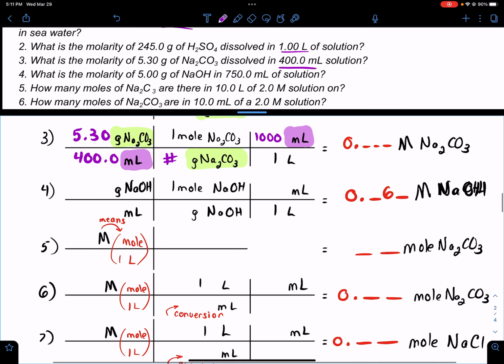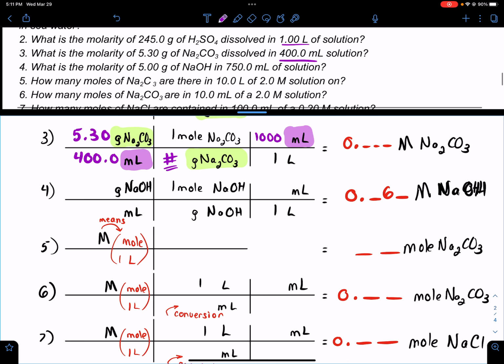Now, if you struggle with the calculators, what you want to do is take 5.3 times 1,000, hit enter. Press divided by 400, press enter, and then go divided by, and then whatever that value is once you add it up. All right, let's go to number 4.